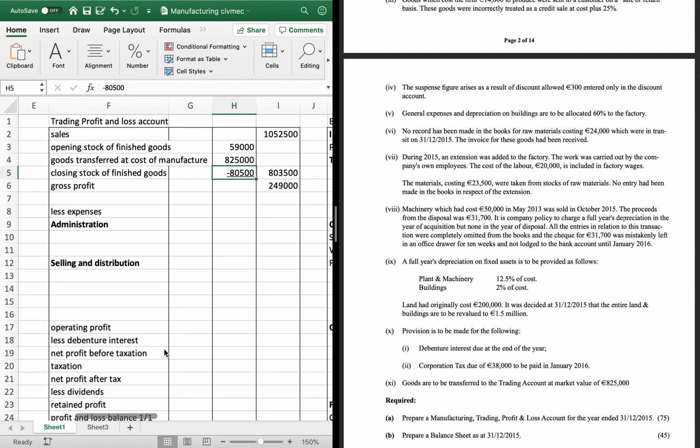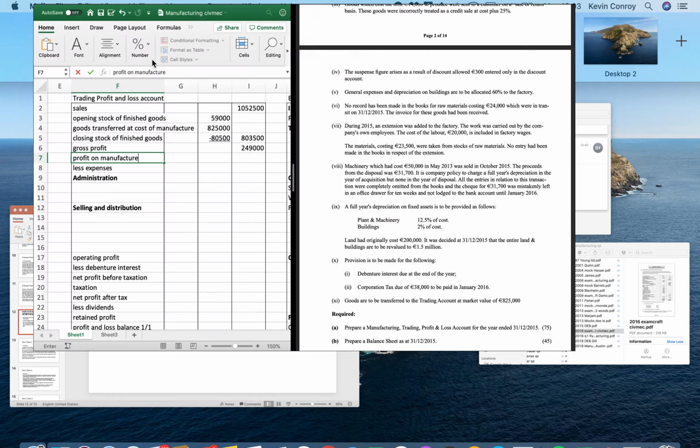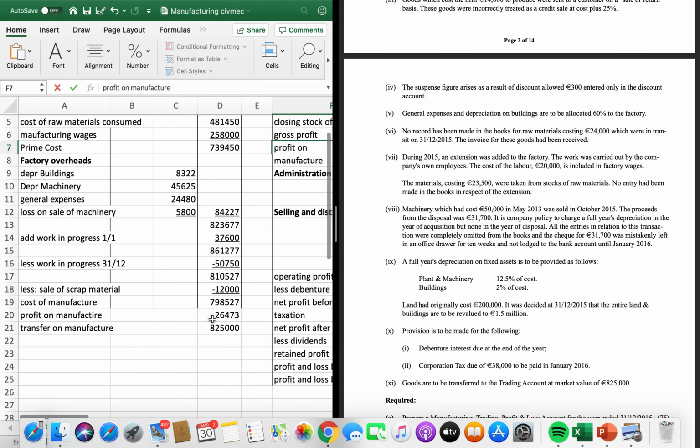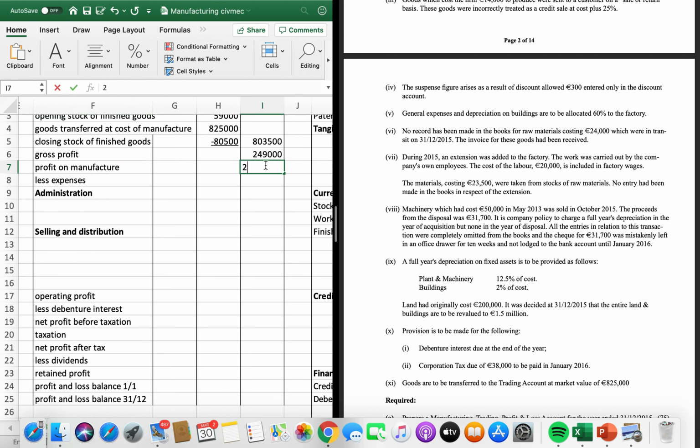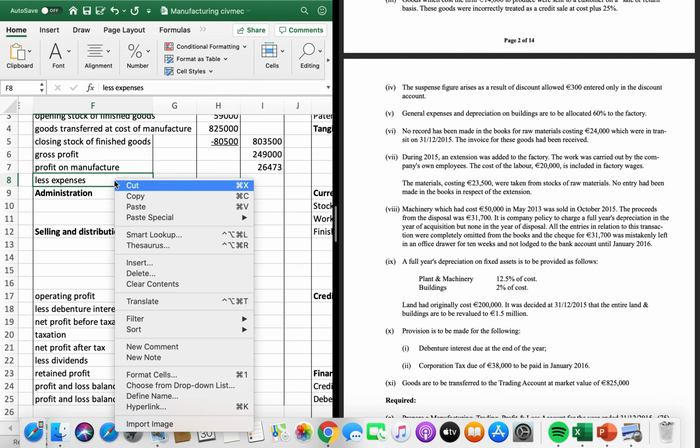Now, from that gross profit, you then have to add in your profit on manufacture. So your profit on manufacture is this 26,473. Okay. So 26,473. And you add that on. And that becomes your new gross profit.